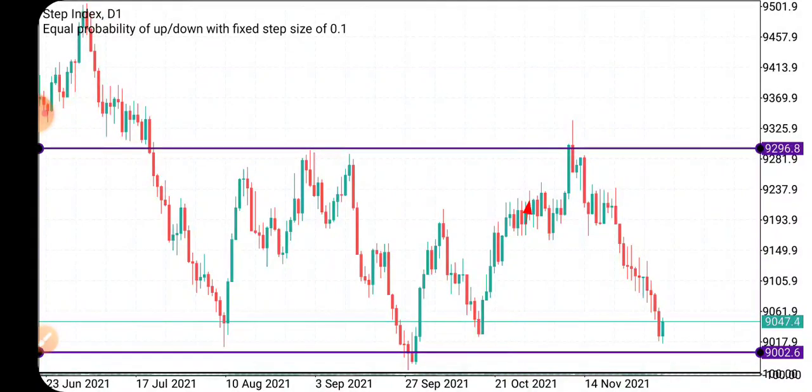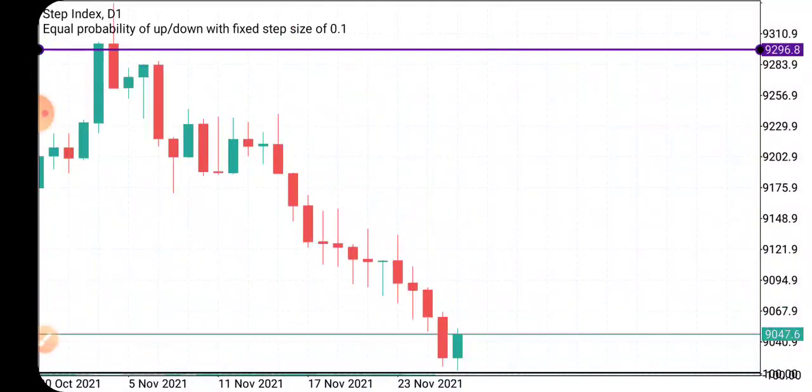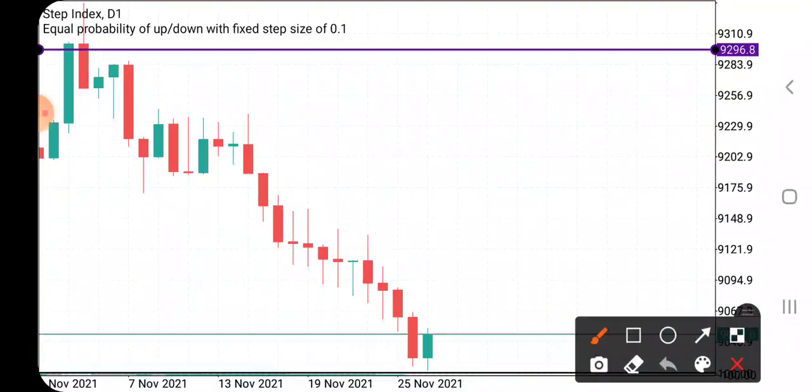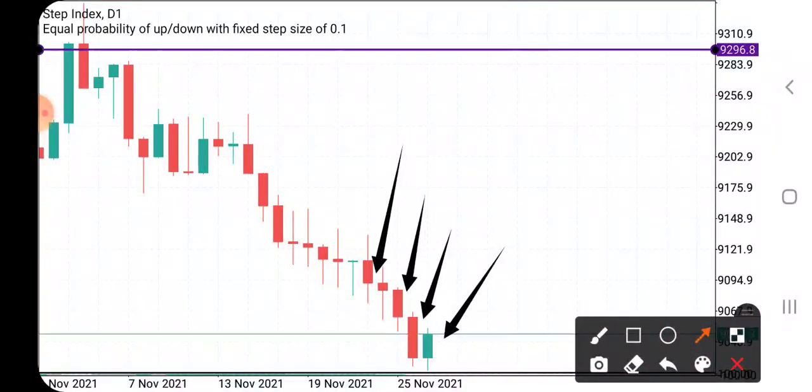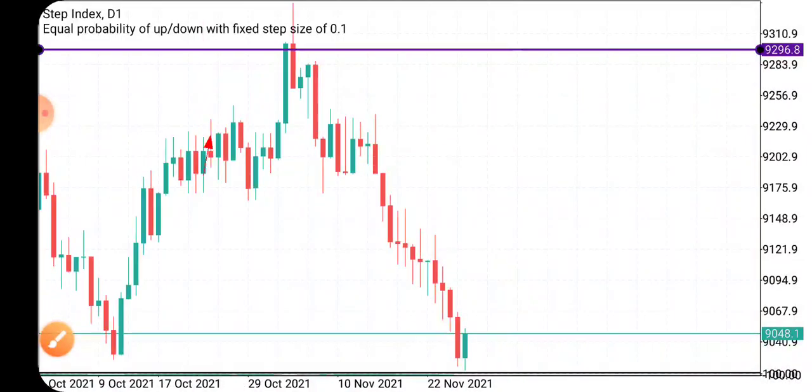Remember that each of these candles represents one day. So this candlestick right here is today. This is yesterday. As you can see, each of these candlesticks represents one day, that is what the price has been doing for a day.